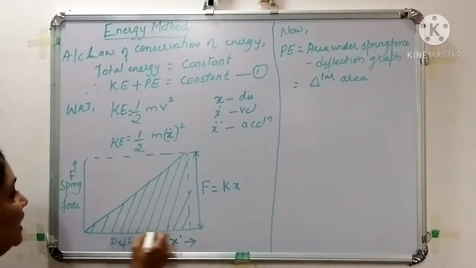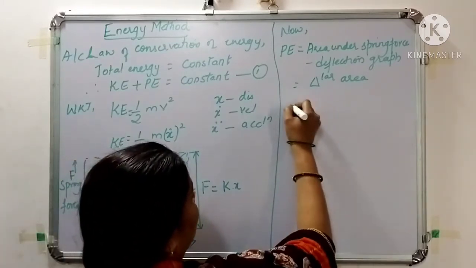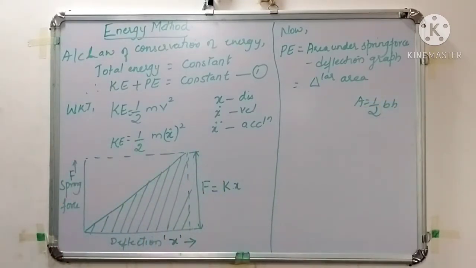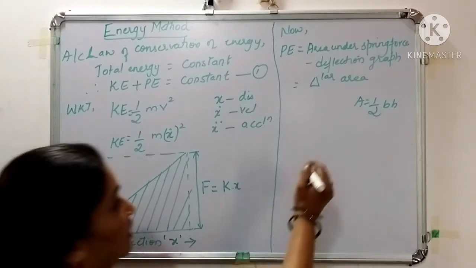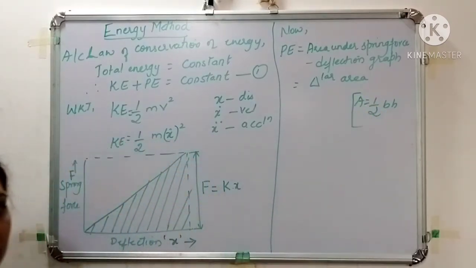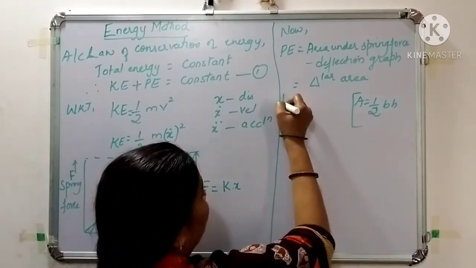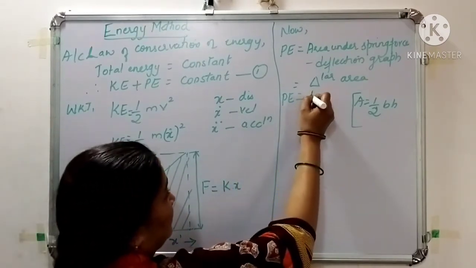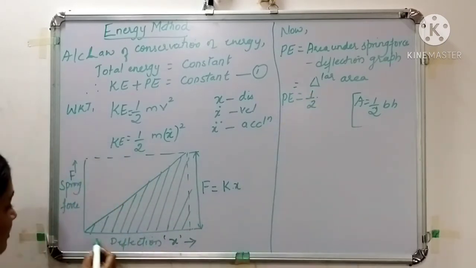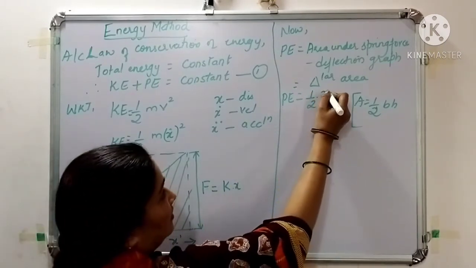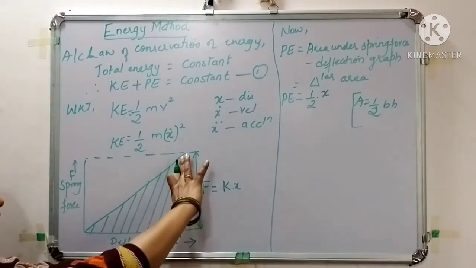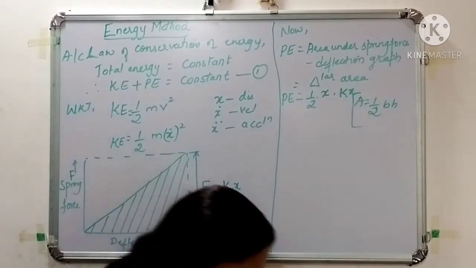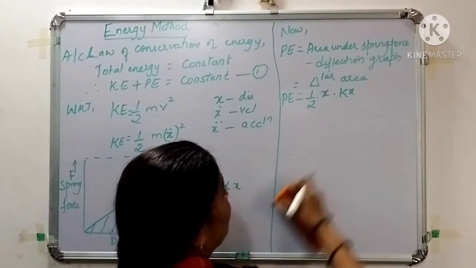So what is the area of this triangle? A is equal to half into base into height. You know this equation. So using that, I will write my potential energy as half into base, the base of the triangle, which is X, into height. The height is K into X. So K into X.